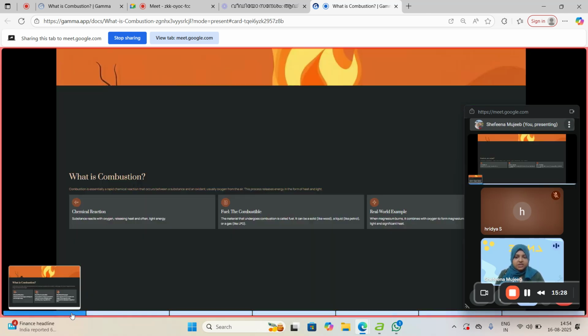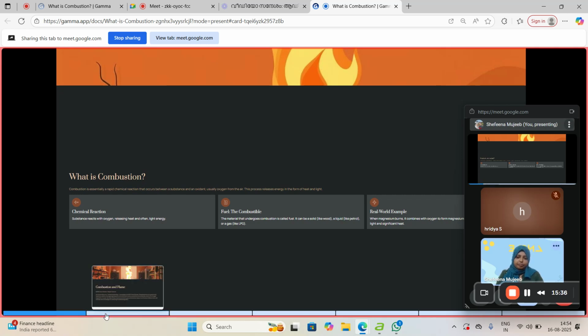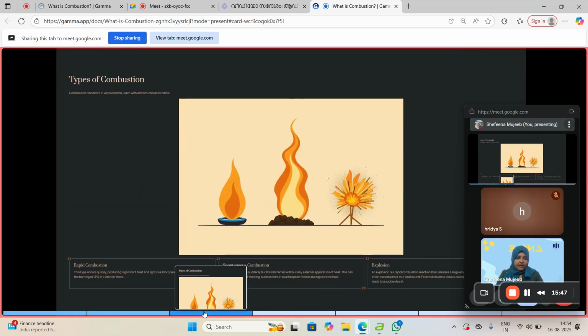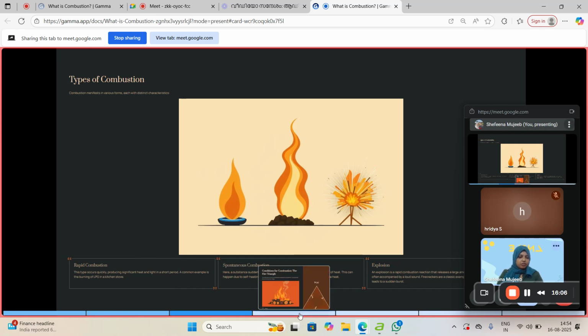First of all, we discussed what is combustion, and then chemical reaction, fuel, etc. Then we come to the conclusion of the chapter, combustion and flame. Then types of combustion. This is an important slide in this chapter. The three types of combustion are rapid combustion, spontaneous combustion, and explosion. And we also said the examples.